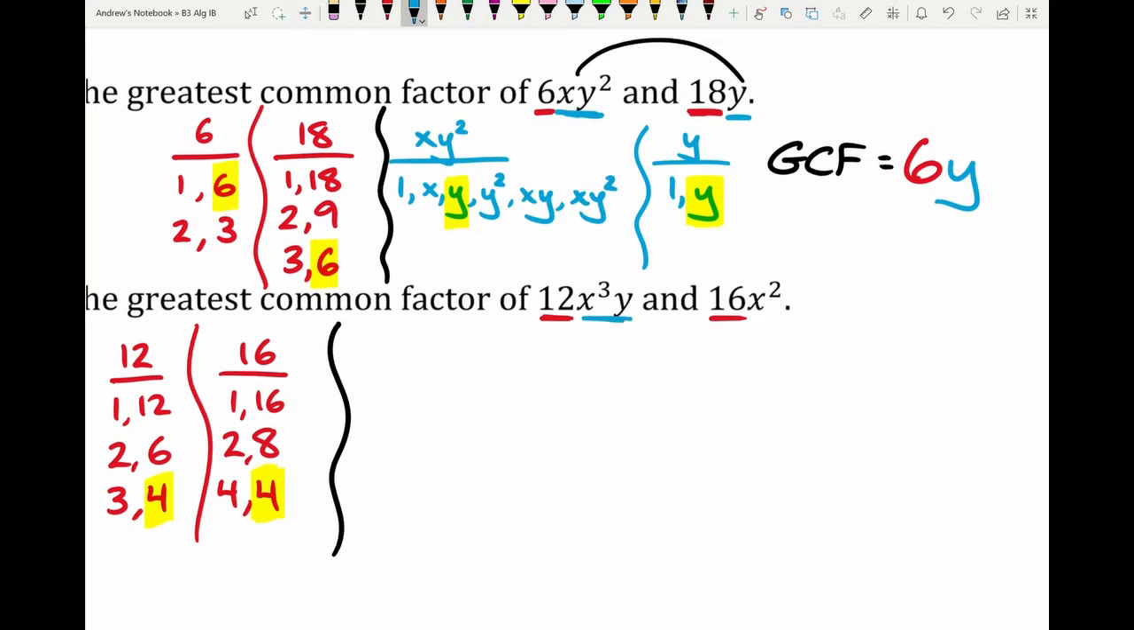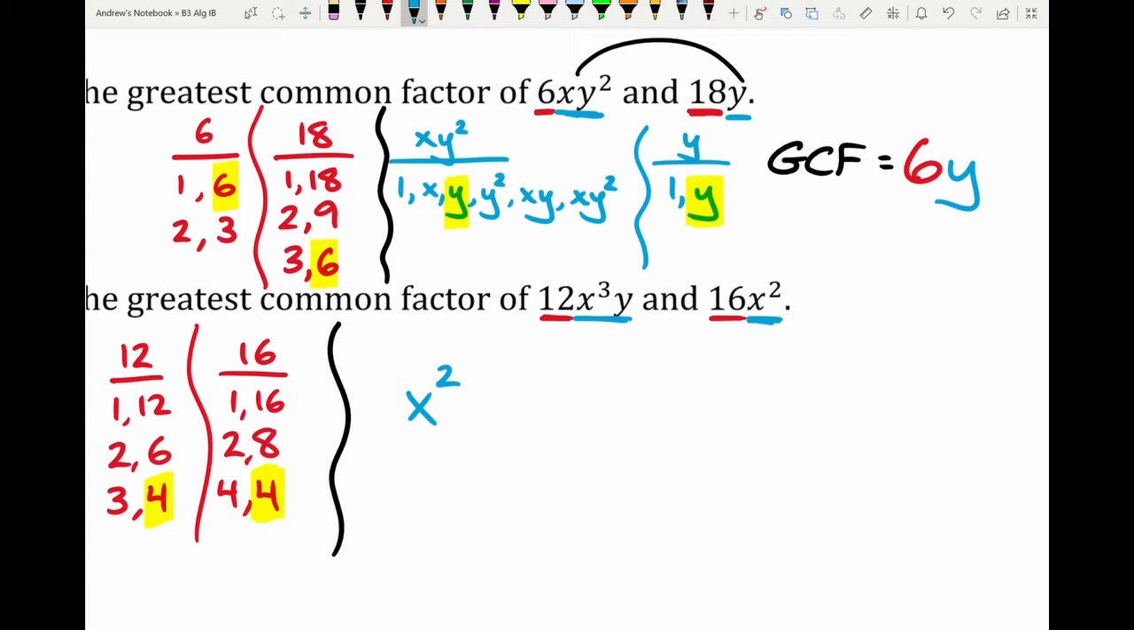As for the variables, let's use the shortcut way. The first piece there is x to the third y. The second one has x squared. I'm going to go one variable at a time, taking a look at the x's first. They both have x's, and in fact, they both have at least 2 x's. The first one has 3 x's that it could give away. The second one has 2 x's it could give away. So the most I can take for the x's is x squared.